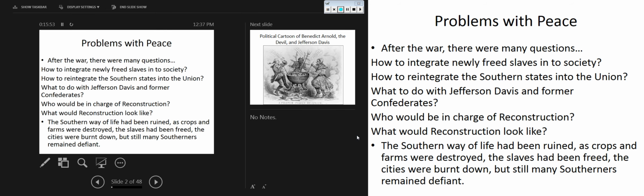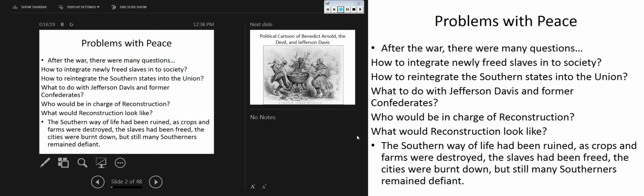So the problems with peace we talked about before. How are you going to integrate the newly freed slaves into society, reintegrate, bring back in the Confederate states or Southern states? What are you going to do with your former Confederates like Jefferson Davis, President of the Confederacy? Who's going to be in charge of Reconstruction, Lincoln or Congress? What's it going to look like?